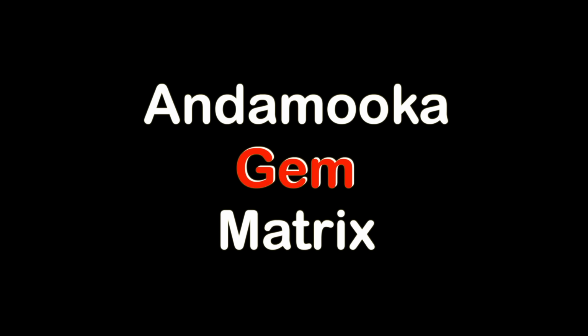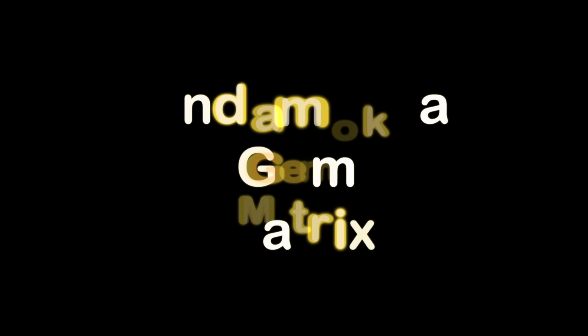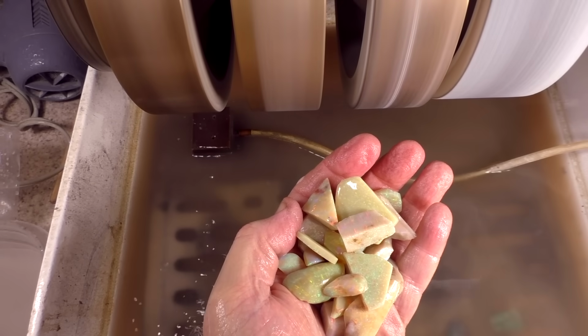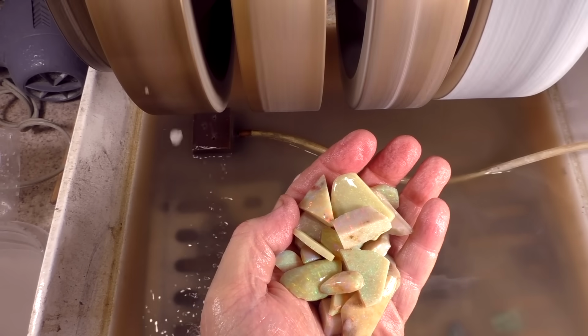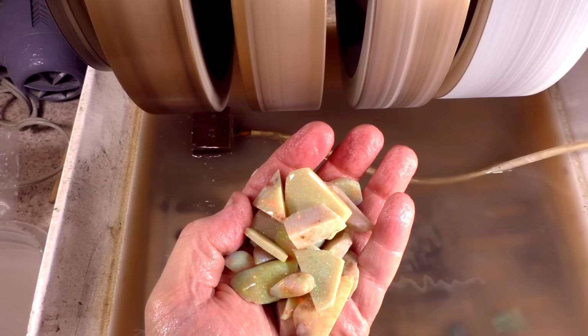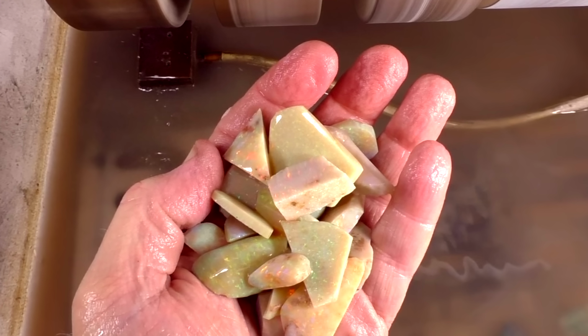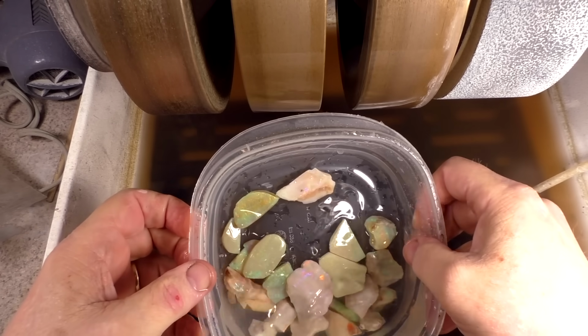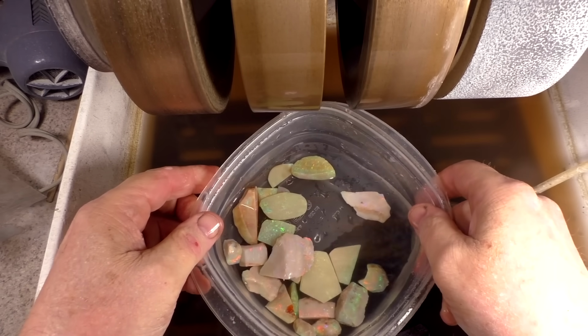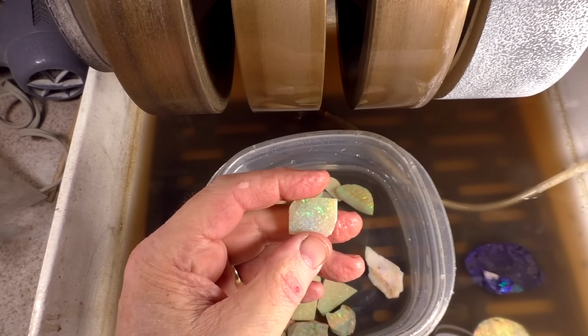Today I'm going to talk about Andamooka Gem Matrix. Now, this is an ordinary matrix. It's a different animal. About 4 or 5 years ago, I bought this parcel, and honestly, I didn't know what to do with it. It looked so beautiful. I didn't want to treat it for fear of ruining it.